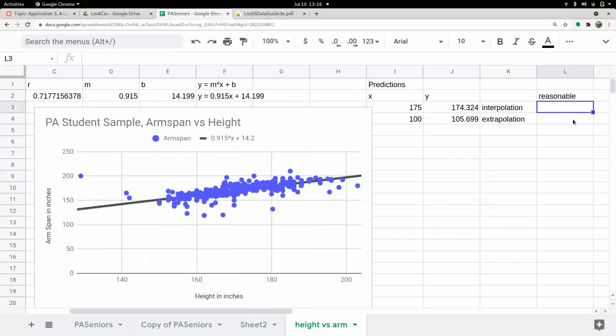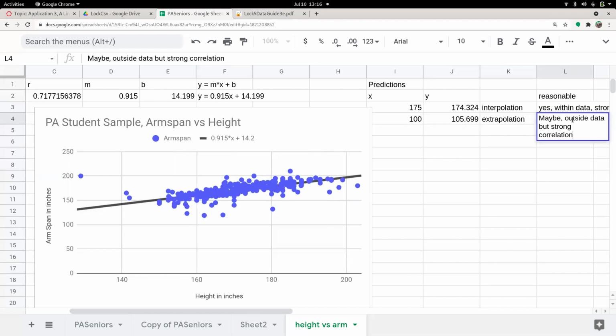So again, reasonable. Answer is yes. Within data, strong correlation. This one right here, maybe. Outside of my data range. Outside data, but strong correlation.